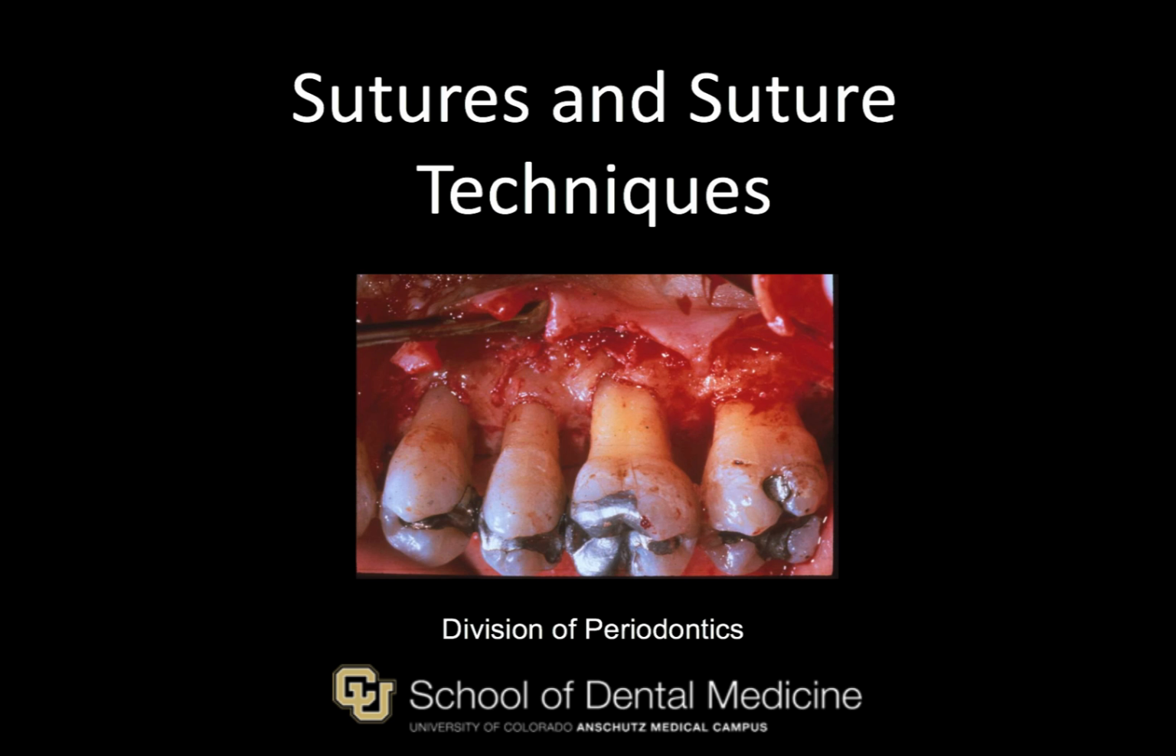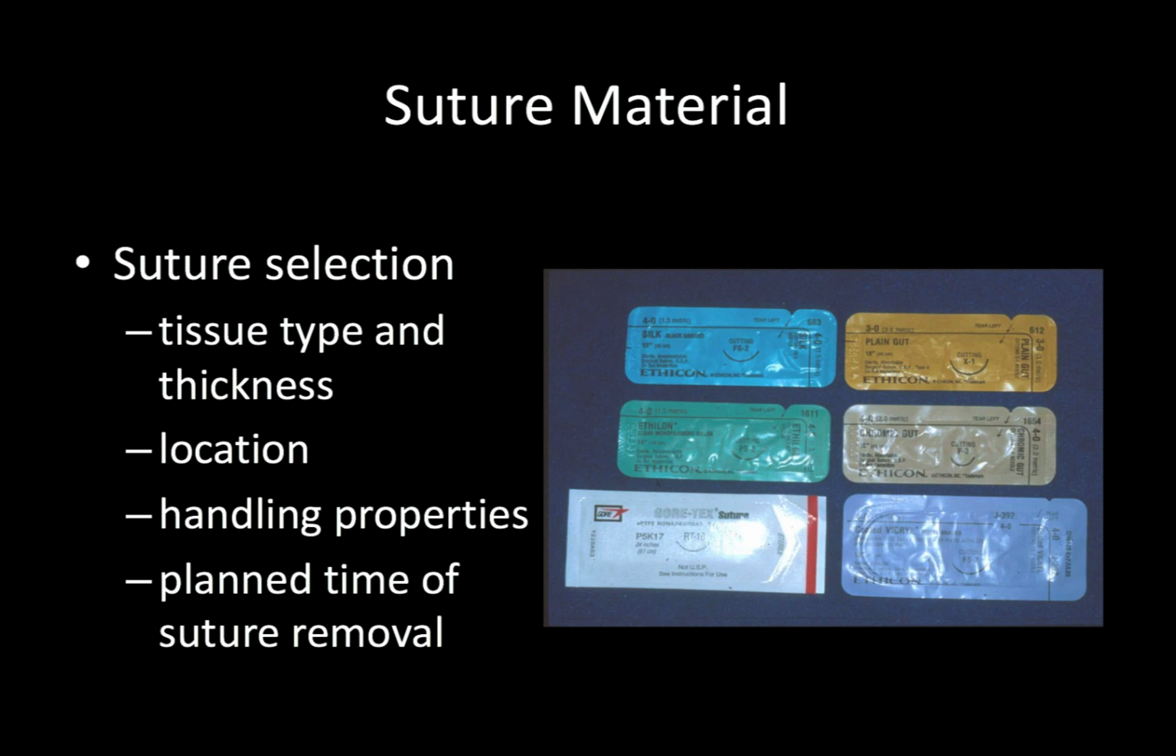In this module, we'll discuss sutures and suture techniques. Selection of the type of suture material and needle is dependent on tissue type and thickness, the location in the mouth you are suturing, the ease of handling of the material, its cost, and the planned time of suture removal.